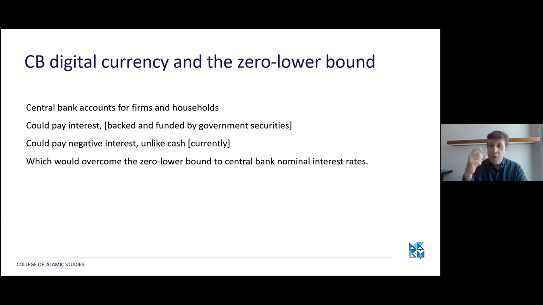It's a very heavy monetary policy tool to have these interest rate policies. But if you have more fine tuning with central bank digital currencies, it will be much easier. You can pay interest. You can pay negative interest rates.